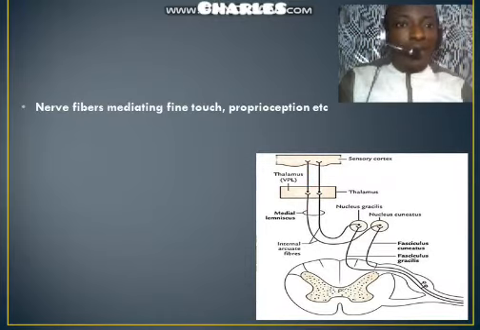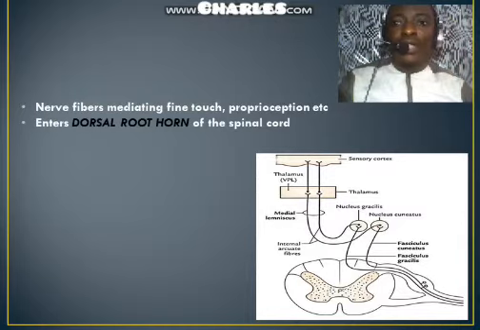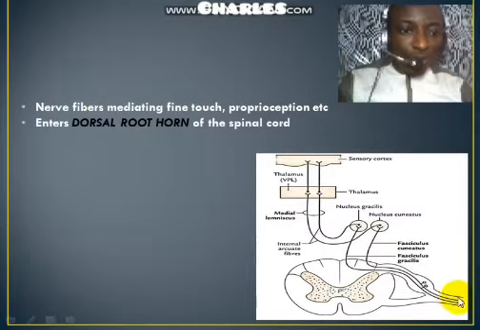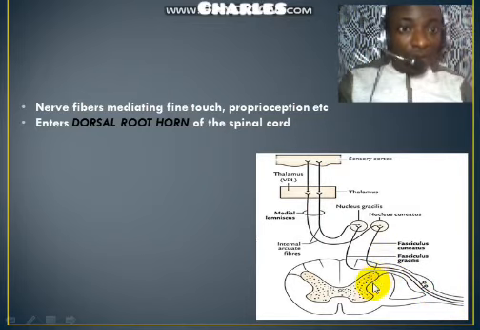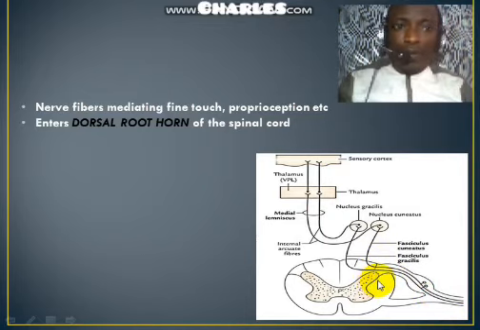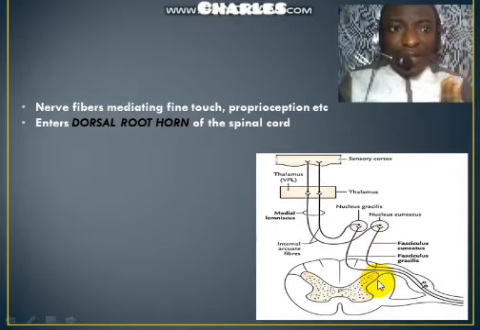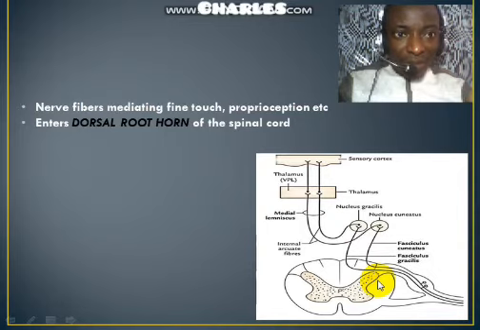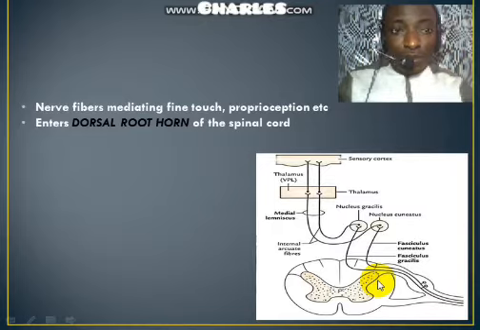The nerve fibers mediating fine touch, proprioception, 2-point discrimination and vibration actually enter the spinal cord through the dorsal root horn. The dorsal root horn is a component of the gray matter. So sensory nerve fibers carry information from all body parts to the cord and then the CNS by first passing through the dorsal root horn of the cord.